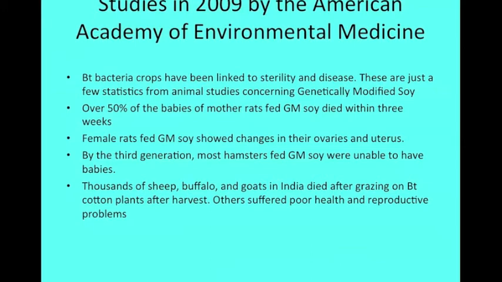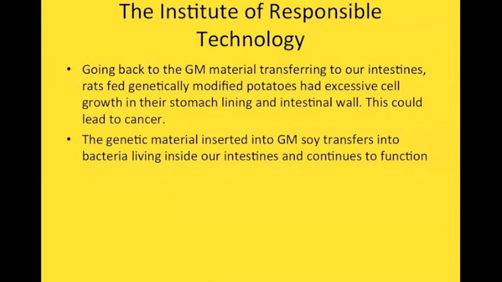Further studies by the American Academy of Environmental Medicine have proven that Bt crops have been linked to sterility and disease. Here are just a few statistics from animal studies concerning genetically modified soy. Over 50% of the offspring of a mother rat fed genetically modified soy died within 3 weeks. Female rats fed genetically modified soy showed changes in their ovaries and uterus. By the third generation, most hamsters that were fed genetically modified food were unable to have offspring.